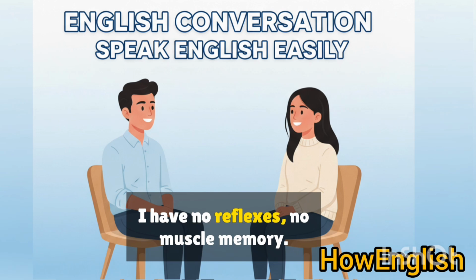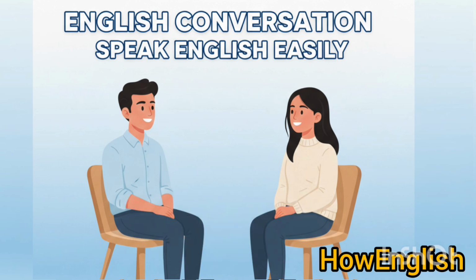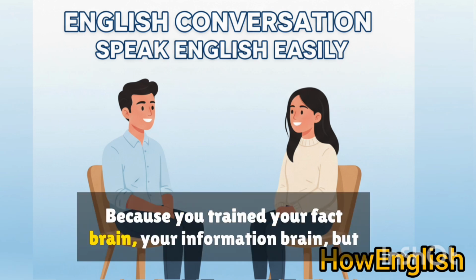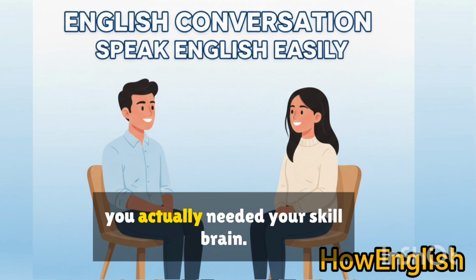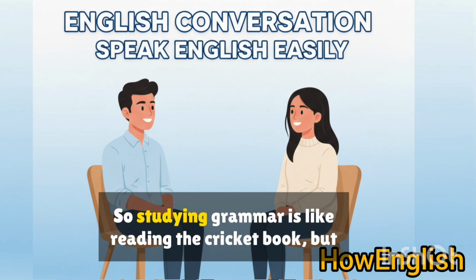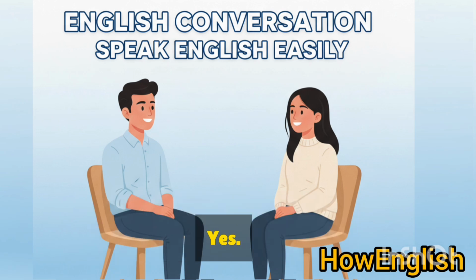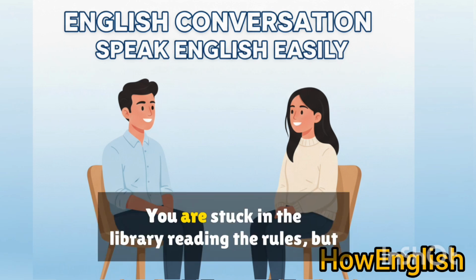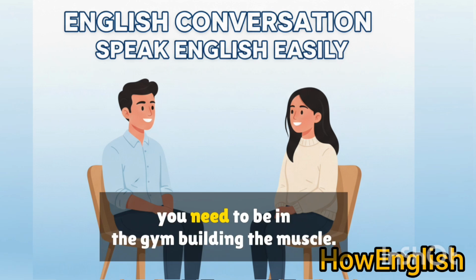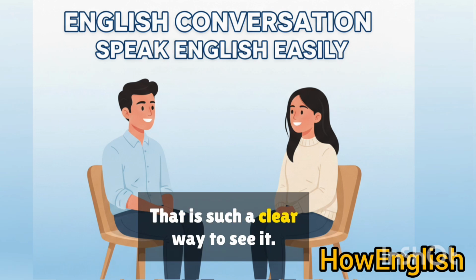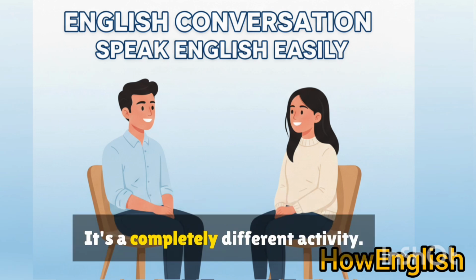I have no reflexes, no muscle memory. Exactly. Because you trained your fact brain, your information brain, but you actually needed your skill brain. So studying grammar is like reading the cricket book, but speaking English is playing the actual match. Yes, that is the gap. You are stuck in the library reading the rules, but you need to be in the gym building the muscle. That is such a clear way to see it.